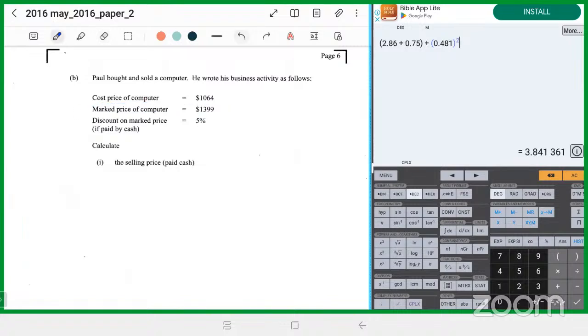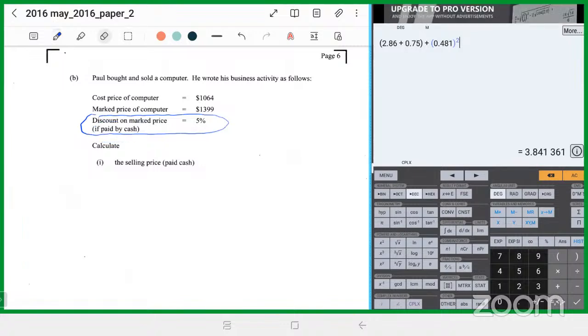All right. But then now he gave a discount. He says a discount on the market price is 5% if someone pays cash. So if someone goes in the store and decides that they're going to pay for it cash, he's going to give them a discount of 5%. Now, if he gives a discount of 5%, it means that the person will pay 95% of the market price. All right, the person will pay 95%.